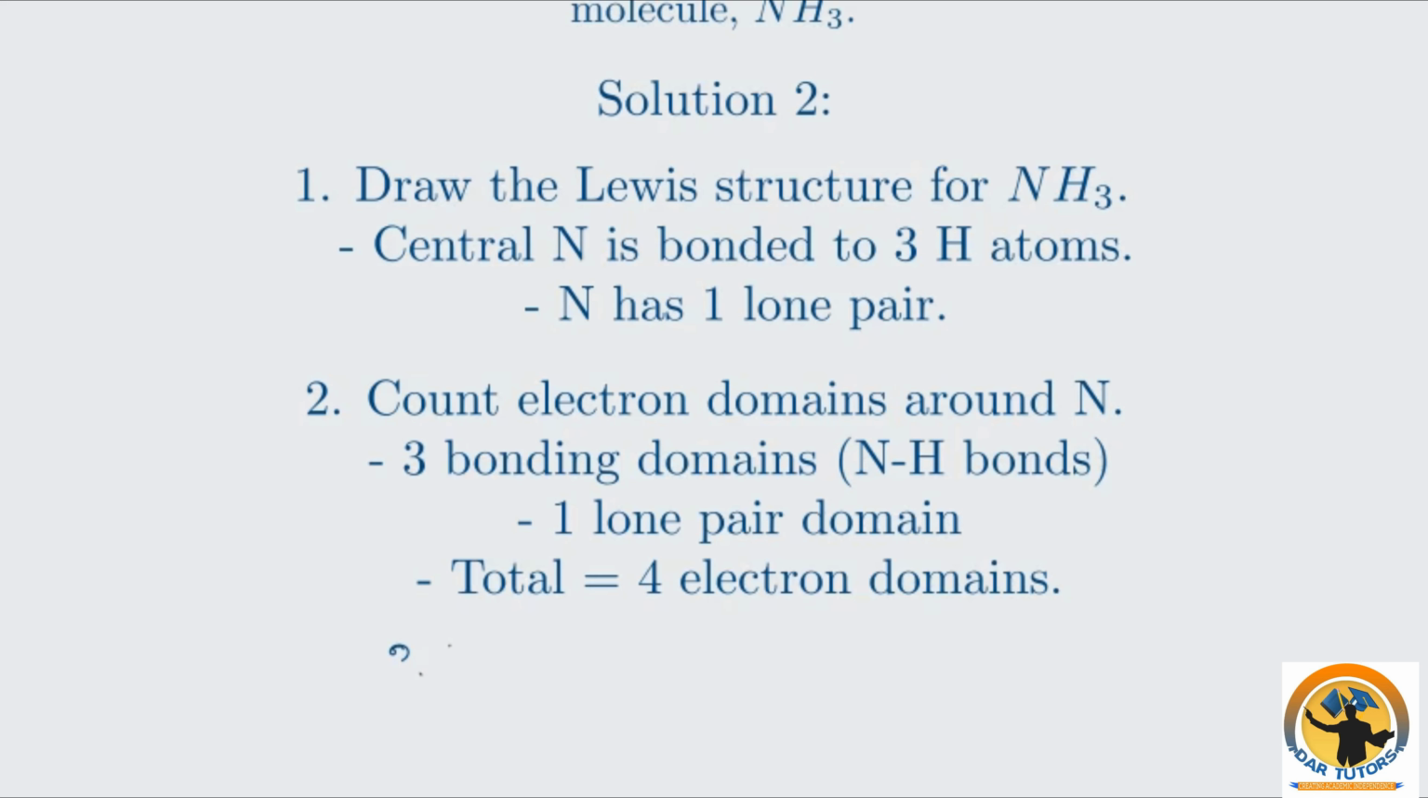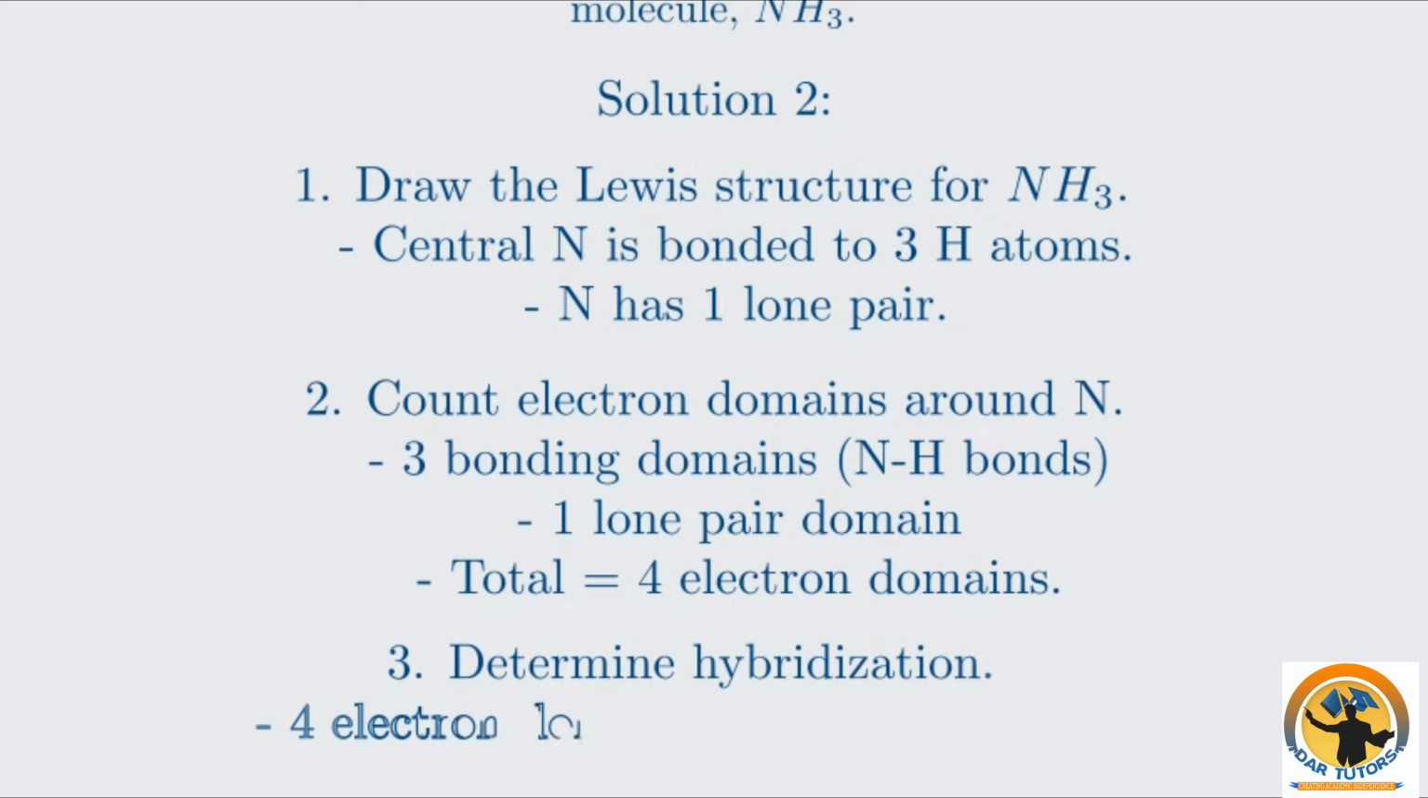4 electron domains correspond to sp3 hybridization. The nitrogen atom is sp3 hybridized, creating 4 hybrid orbitals. 3 of these form sigma bonds with hydrogen, and 1 accommodates the lone pair, resulting in a trigonal pyramidal molecular geometry.